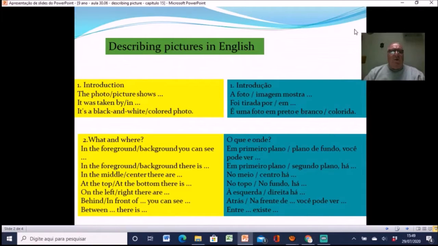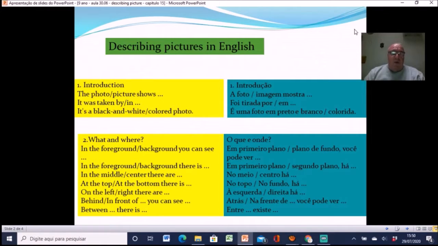Primeira coisa, a introdução. The photo picture show. It was taken by and it's black and white color photo. What and where? In the foreground, background you can see. In the foreground, background there is. In the middle, center there are.